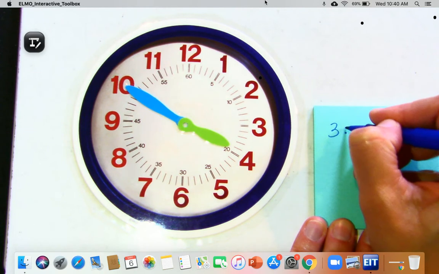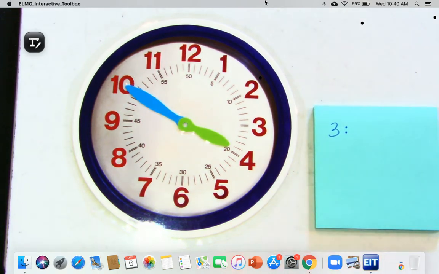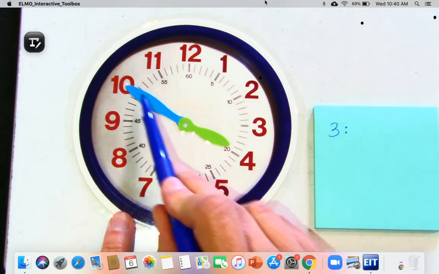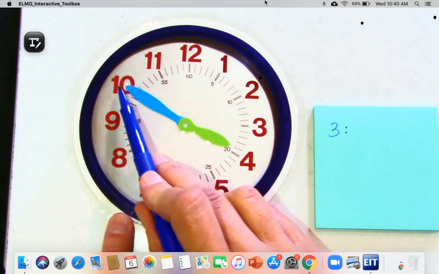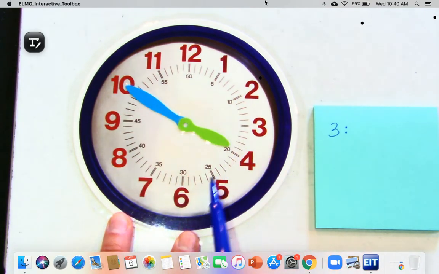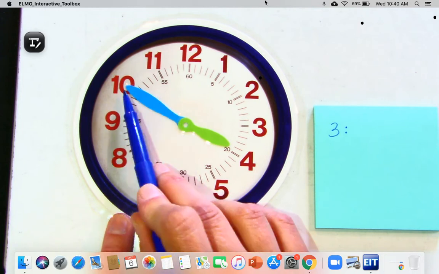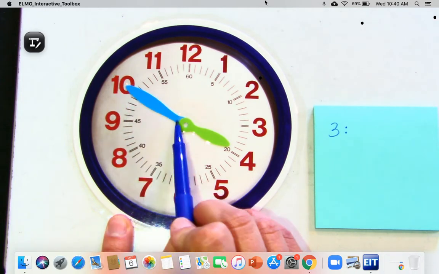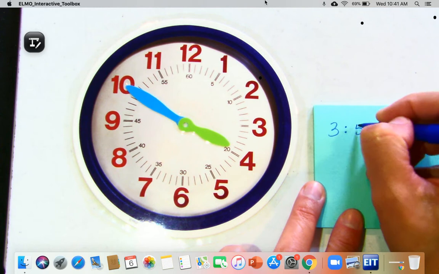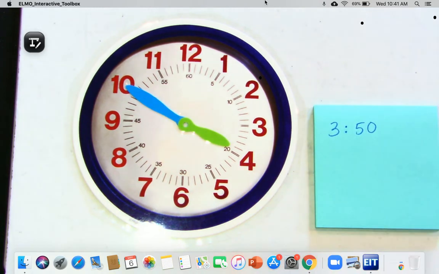Put my two dots here. The 3 o'clock hour. And then my minute hand is on the 10. And I could go ahead and count by 5s, or I could do 5 times 10. I know 5 times 10 is 50. This time would be 3:50.